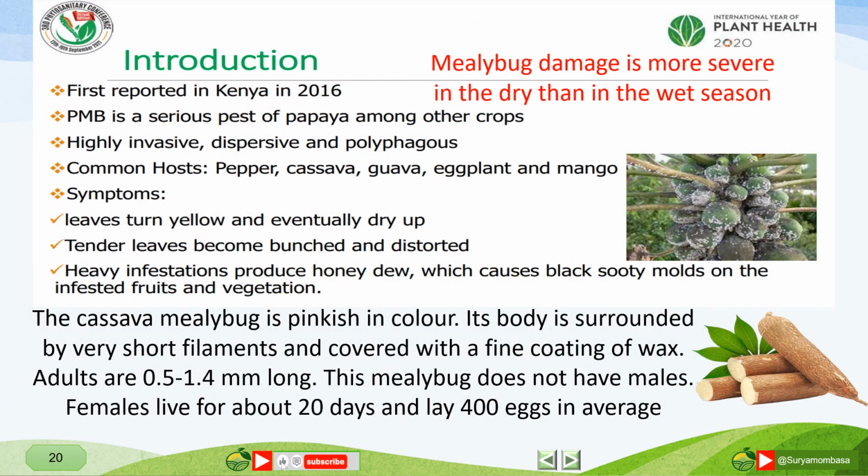The cassava mealybug is pinkish in color. Its body is surrounded by very short filaments and covered with a fine coating of wax. Adults are 0.5 to 1.4 mm long. This mealybug does not have males. Females live for about 20 days and lay 400 eggs on average.